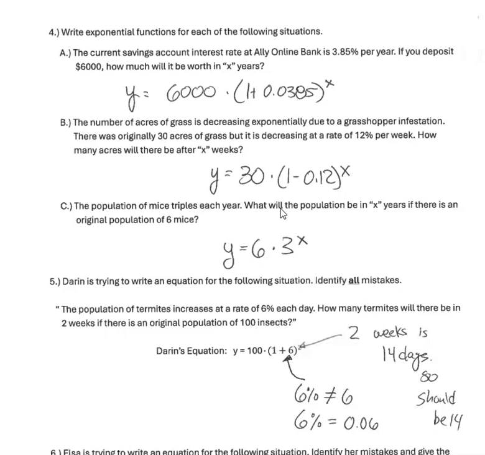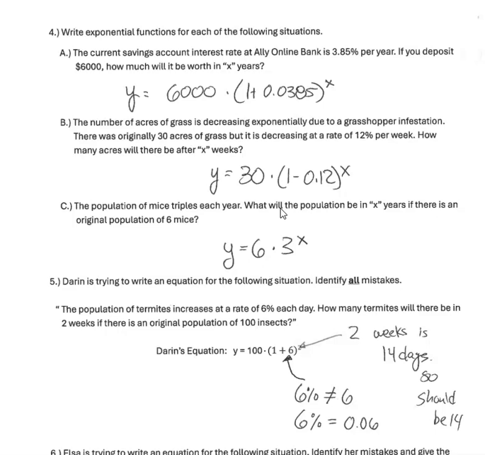Be very careful. Every year I have kids say 1 plus and then 3.85. They forget to change it to a decimal. If you did that, the number would get way too big, way too quick, and it wouldn't make any sense, because that would actually mean like a 385% growth or something, which would be insane.